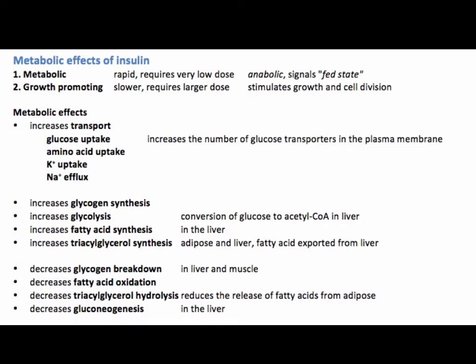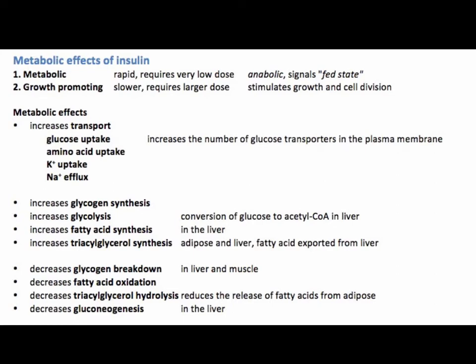As we've seen, insulin has a pronounced effect on metabolic pathways. It increases glycogen synthesis in liver and muscle. It increases the rate of glycolysis in the liver, resulting in the conversion of glucose to acetyl-CoA. It increases fatty acid synthesis in the liver. And it increases triacylglycerol synthesis in adipose tissue and liver.